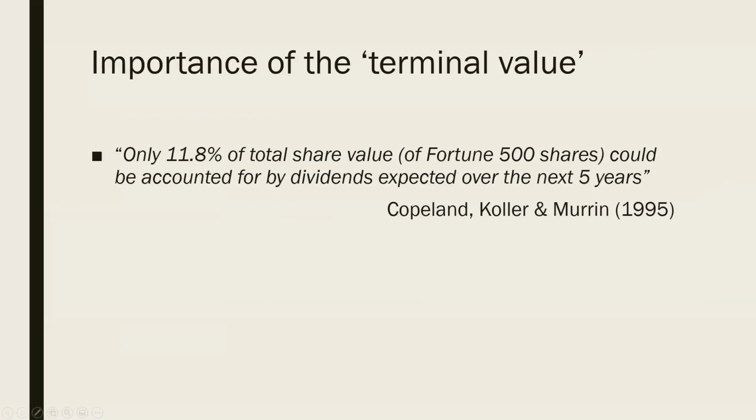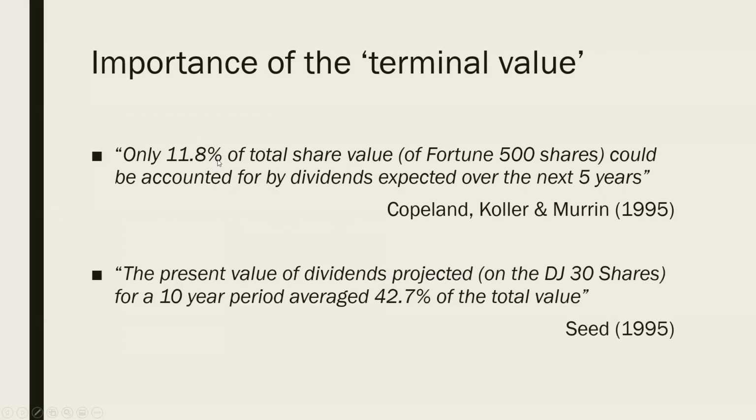So if you look at research that's been done, you'll see, for example, and this is quite old, they're saying only about 12% of the actual share value, that's the price, the market cap if you like, of Fortune 500 shares, could be accounted for by dividends over the next 5 years. Now, we're not really focusing on dividends, we're looking at free cash flow, but you can see a large proportion is beyond the 5 years.